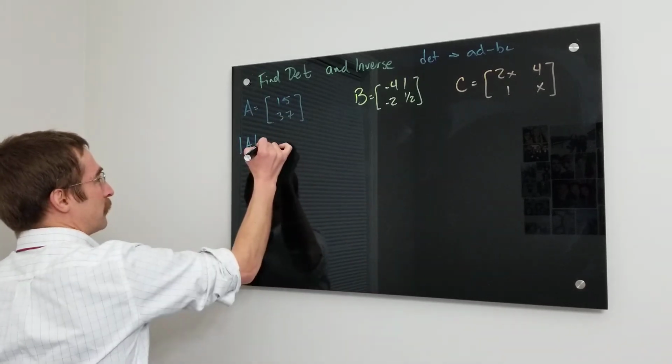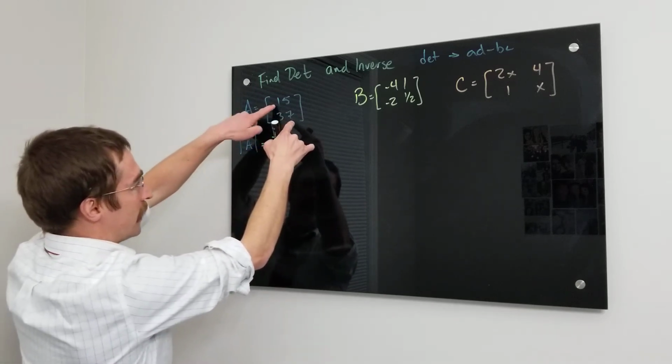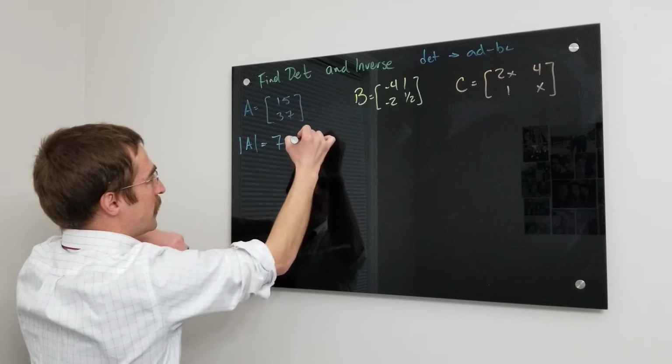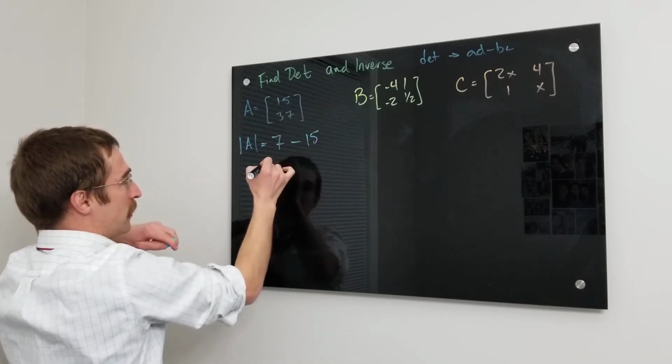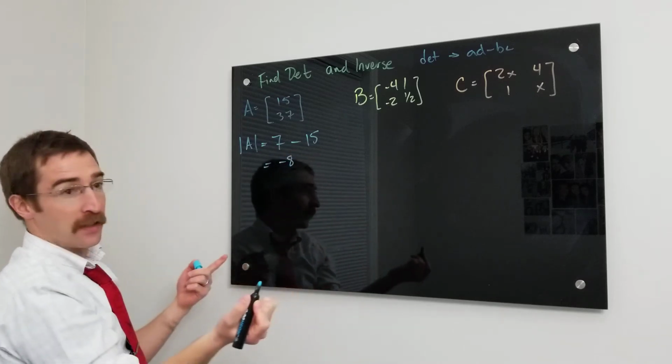So the determinant here, we're going to go 1 times 7, which is 7. So we're doing A times D minus B times C. So 3 times 5 is 15. 7 minus 15 is negative 8. So the determinant here is negative 8.